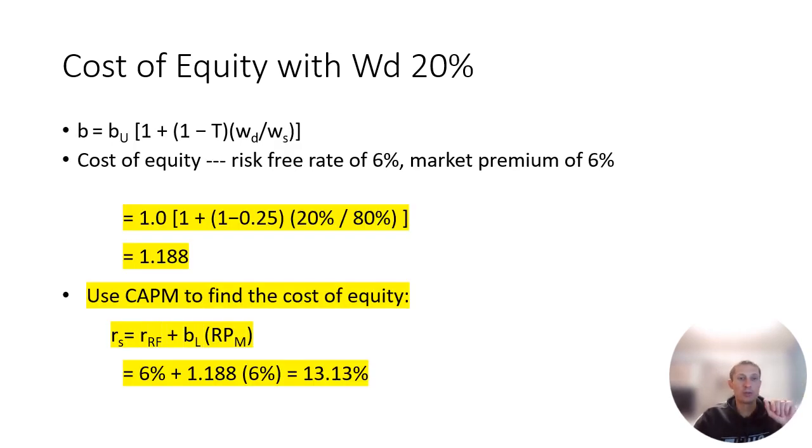All right, so let's see if you got the answer. We put 1 in for our unlevered, times 1 plus 0.75 times 20% divided by 80%, and we find a levered beta of 1.188. Now if I plug that 1.188 into our CAPM formula, I find that the new cost of equity is 13.13%, up from the 12% that we originally had at the beginning.